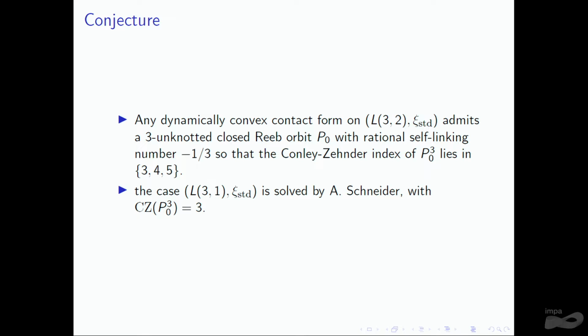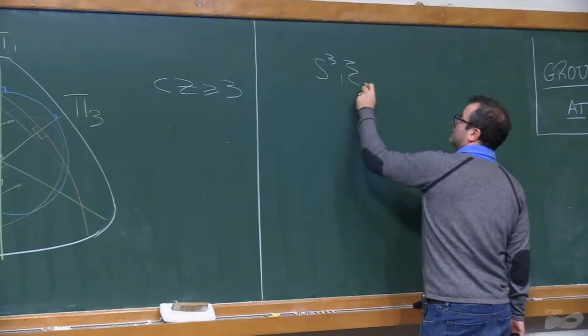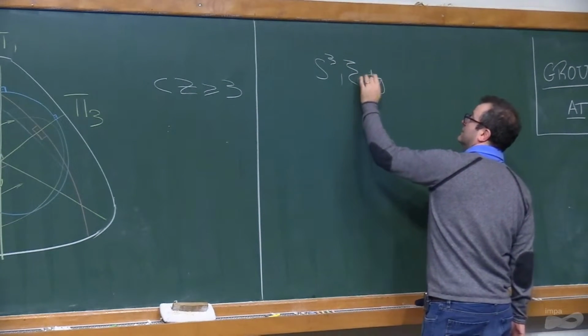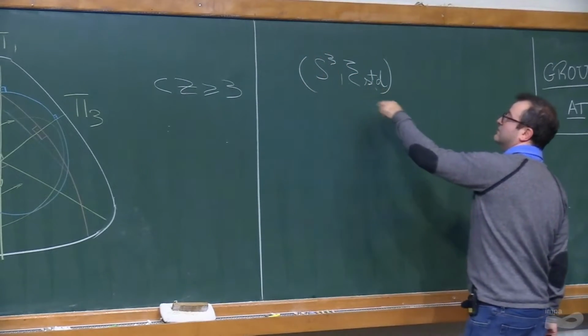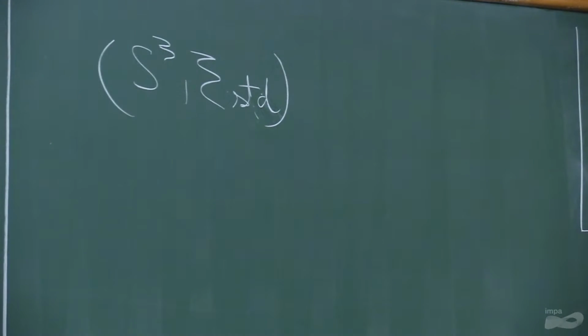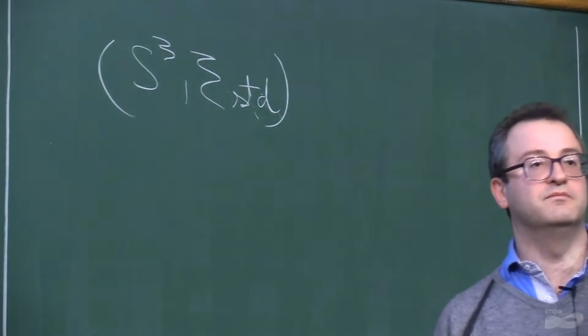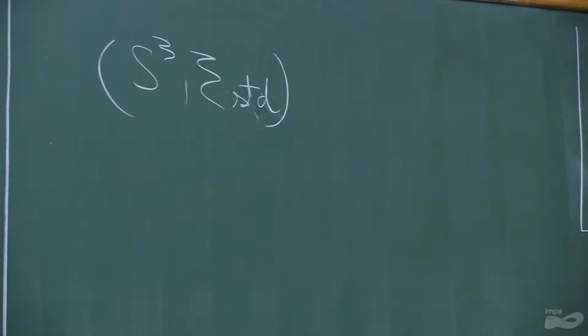So this conjecture is based on the result by Schneider, which says, well, in fact, the first result was given by Hofer, Wysocki, and Zehnder, that if you are given a dynamically convex contact form on the three-sphere with the standard contact structure, then you have this unknotted periodic orbit with self-linking -1, which is the boundary of a global surface of section.